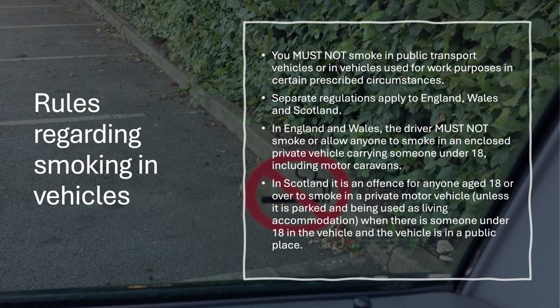You must not smoke in public transport vehicles or in vehicles used for work purposes in certain prescribed circumstances. Separate regulations apply to England, Wales and Scotland. In England and Wales, the driver must not smoke or allow anyone to smoke in an enclosed private vehicle carrying someone under 18, including motor caravans. In Scotland, it is an offence for anyone aged 18 or over to smoke in a private motor vehicle, unless it is parked and being used as living accommodation, when there is someone under 18 in the vehicle and the vehicle is in a public place.